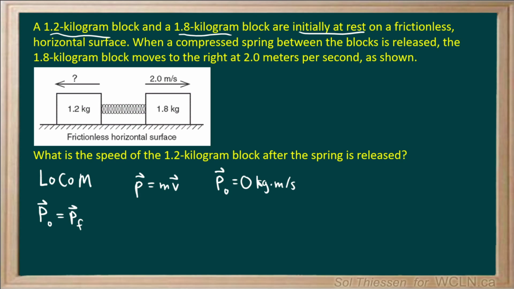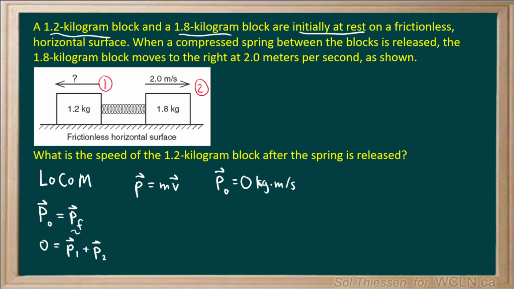Now we can apply the law of conservation of momentum to solve this problem. So we know that 0 is going to be equal to the final momentum of the system, or the momentum of the system after the spring is released. That momentum will consist of the momentum of block 1 plus the momentum of block 2.